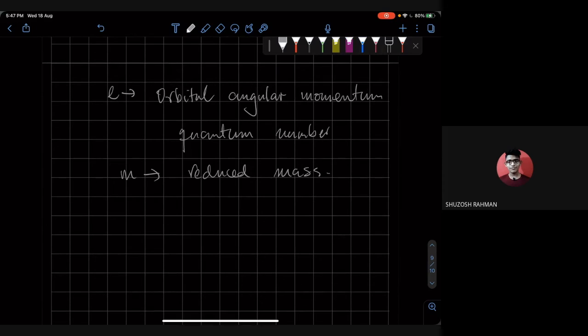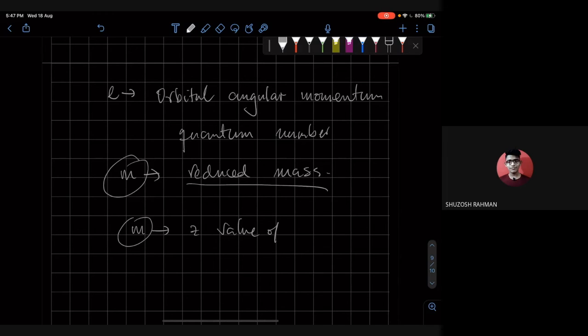In chemistry, they have their own notation. What I wanted to say is that in chemistry, they have names for m. So this m is the reduced mass, and this m is the z value of Lz. Maybe I should use mu here, but from the context, it should be clear.